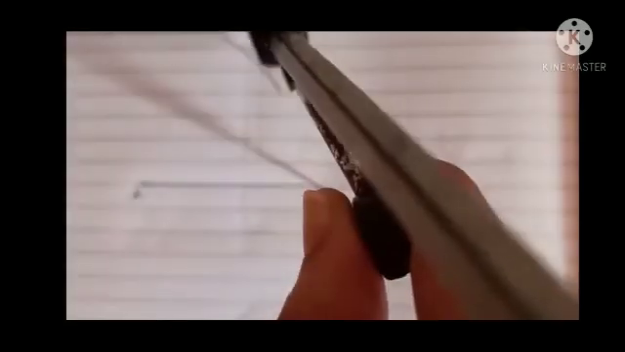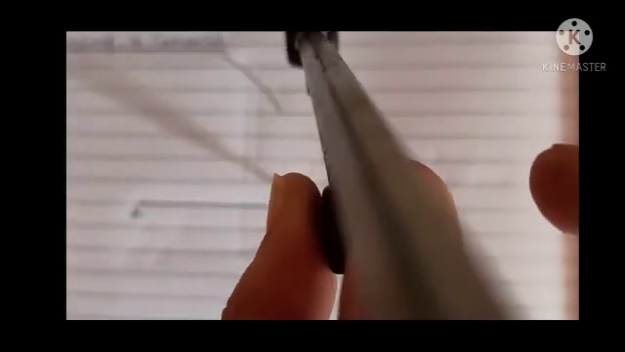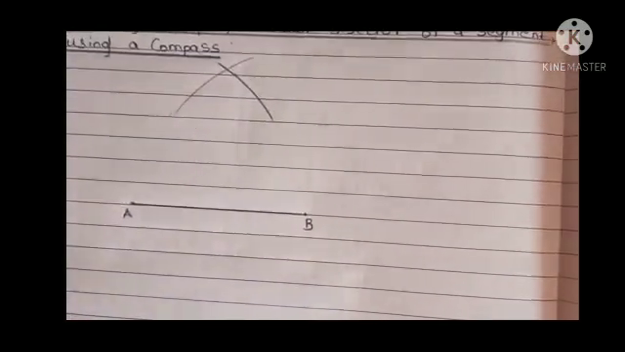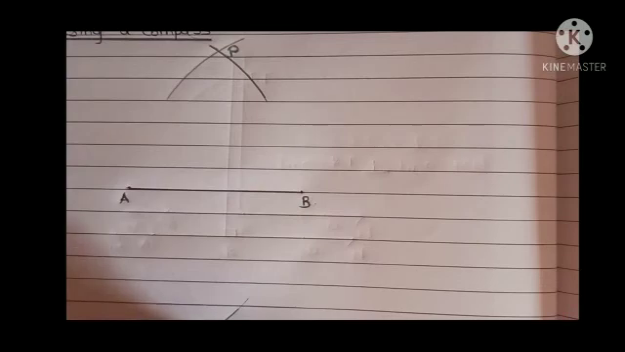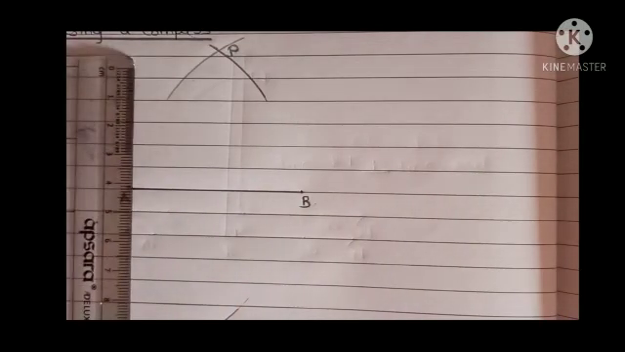That is, one arc will be drawn above and one arc will be drawn below. So these are the two arcs that we have drawn. We will name these points of intersection as P and Q. Now draw the line PQ.